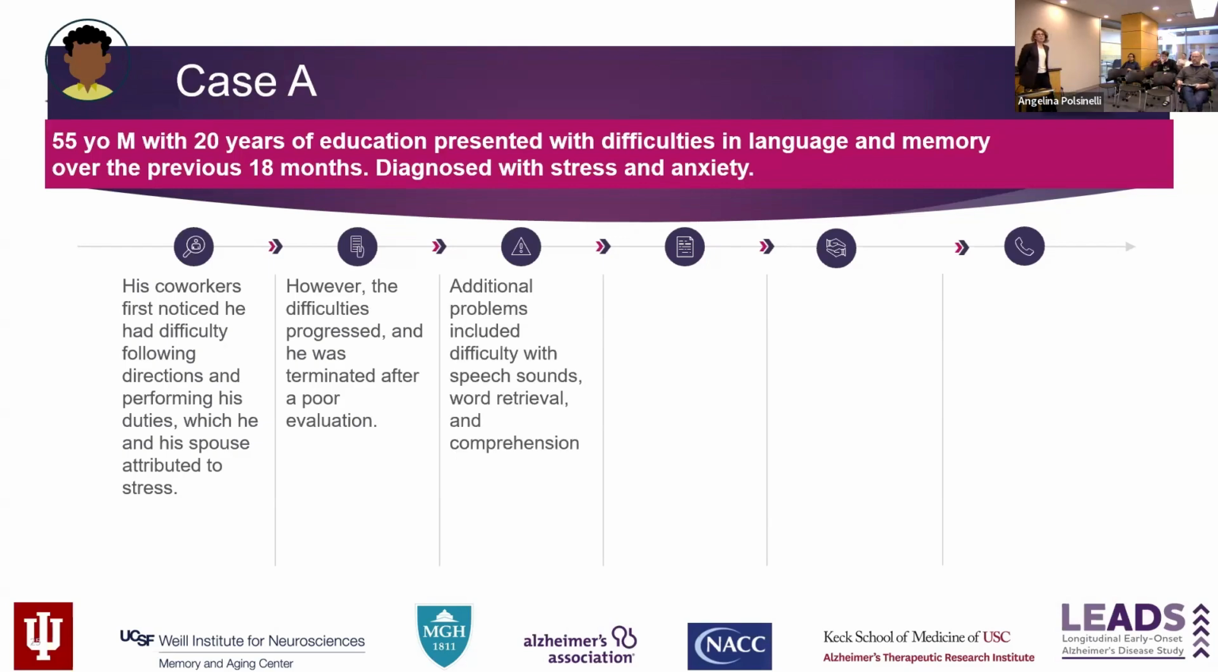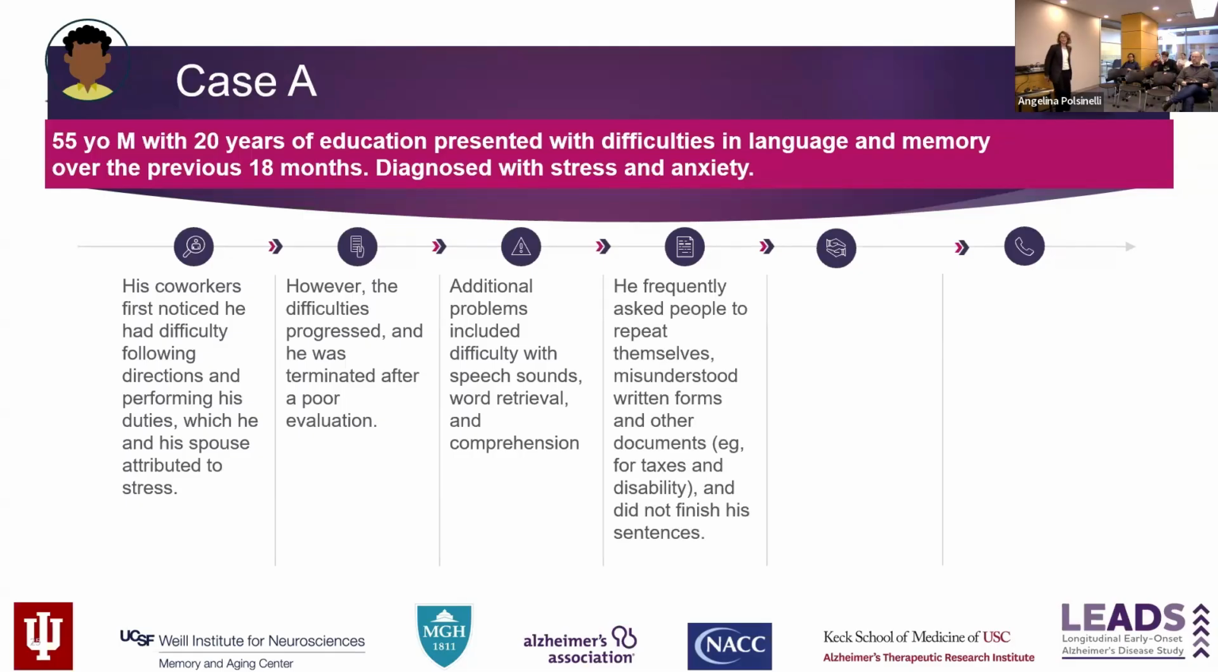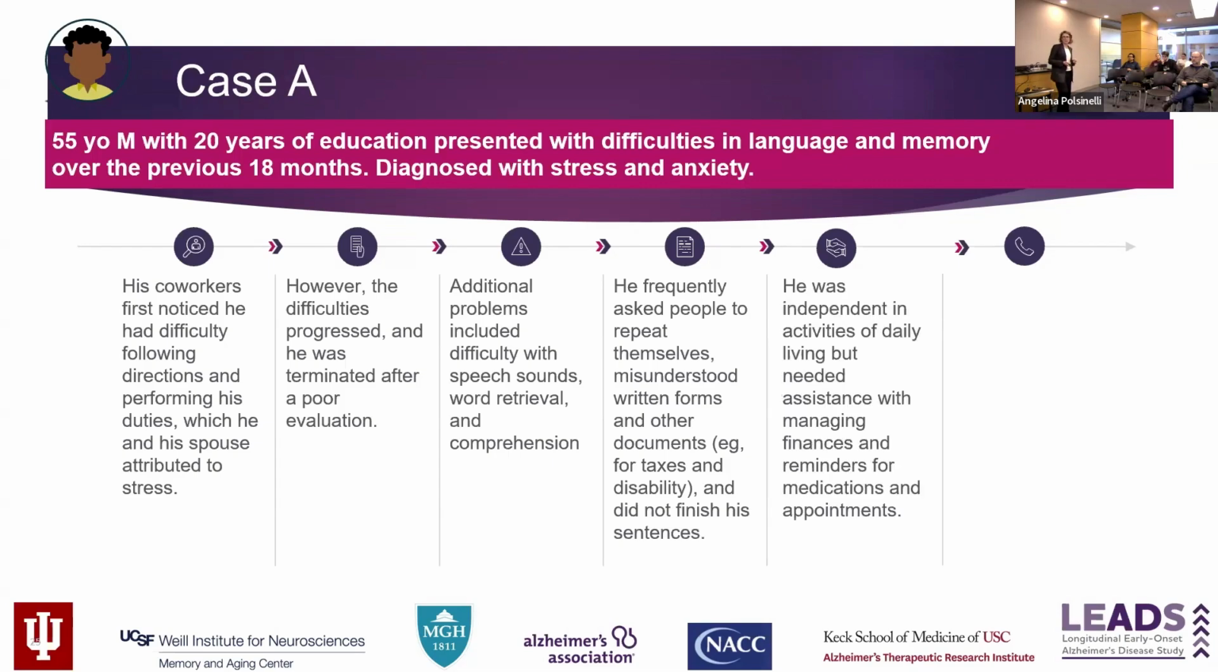He had additional problems, including difficulty producing accurate speech sounds. He had trouble finding words, and he had difficulty with comprehension, so understanding what people were saying to him. He had to ask people to repeat themselves, and he often misunderstood when he was reading written forms. He didn't really understand what he was reading, and he often let his sentences trail off, seemingly because he couldn't find the words he needed to express himself.